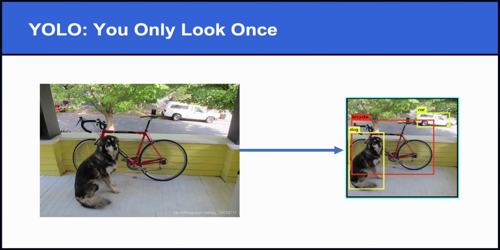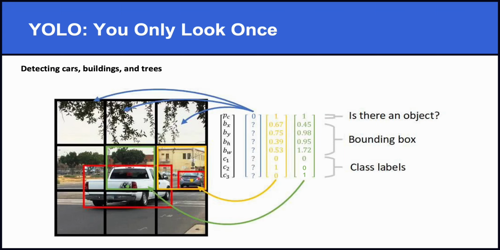YOLO stands for You Only Look Once, and the idea behind it is that we would have an image that we would feed to our network, and we would get the detections as an output, without having to propose regions and then classify them. To understand how YOLO works, I suggest we go first to what we want from YOLO.